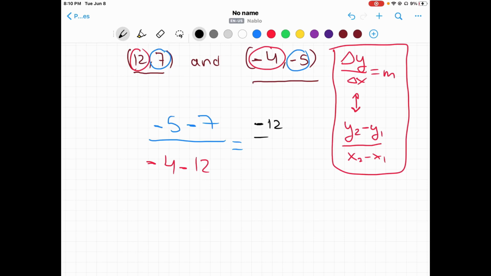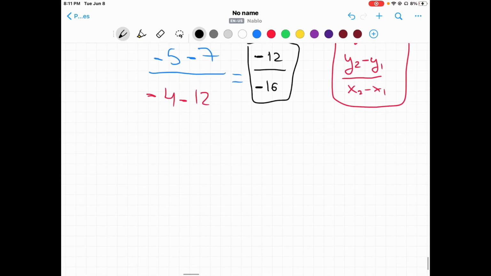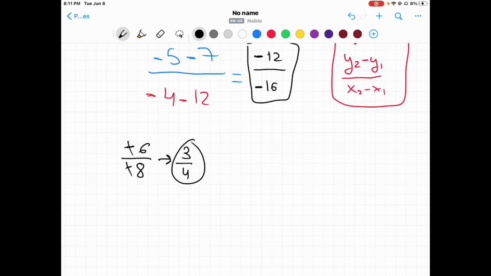Now we're just going to simplify this, and -5 minus 7 would be -12, over -4 minus 12, which would be -16. Now this would be the slope, but we can simplify this further, so let's just do it down here. We could divide both sides by 2, and then we get -6 over -8, which simplifies down to 3/4, since these negatives cancel out, and if we divided both sides by 2 again, we would get 3/4, which is the slope of this graph.